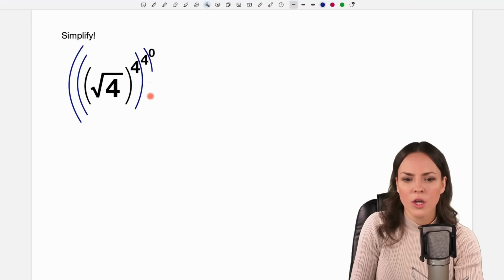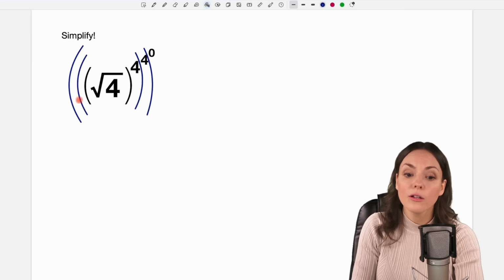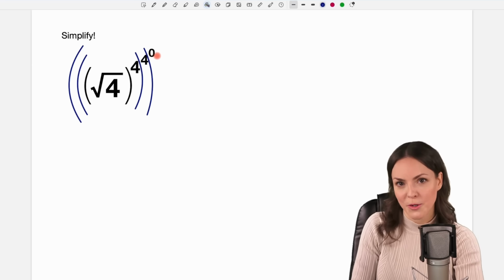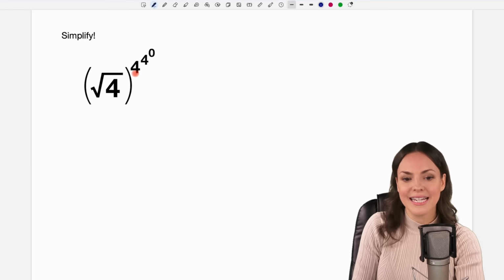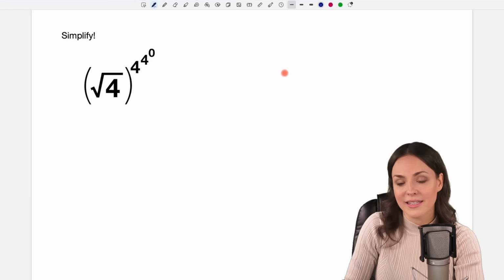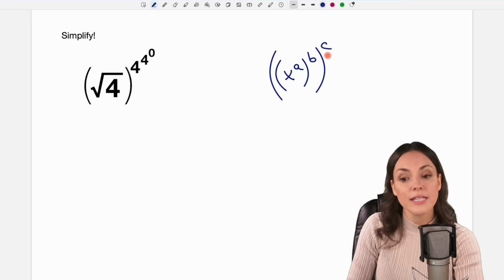So that we have to the power of 4 and all of this raised to the power of 4 and all of this raised then to the power of 0. And these are two different expressions. So this here is not the same as this expression here when we have x to the power of a, then we raise all of this to the power of b and all of this to the power of c. Because for this, there is a rule how to simplify this, right?